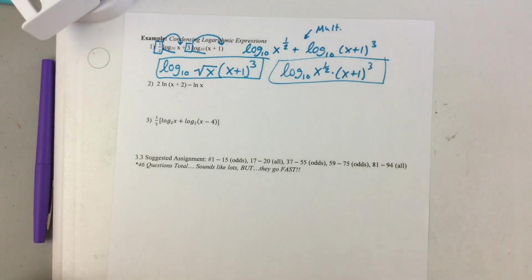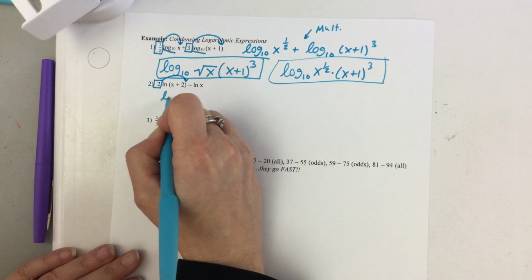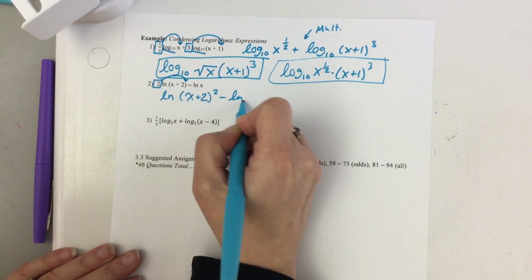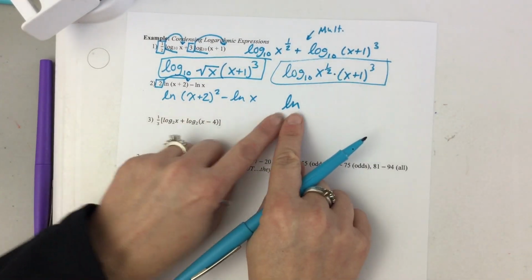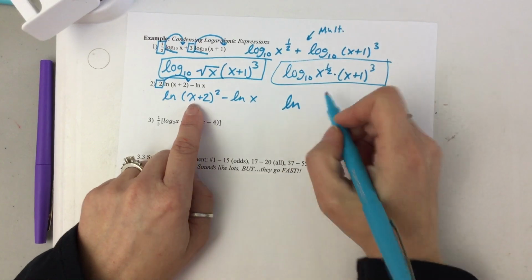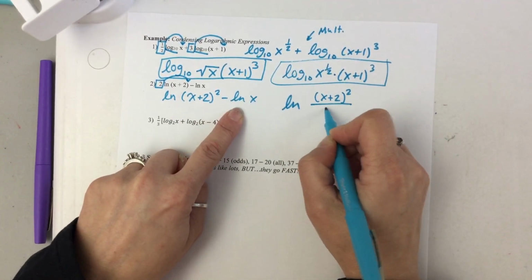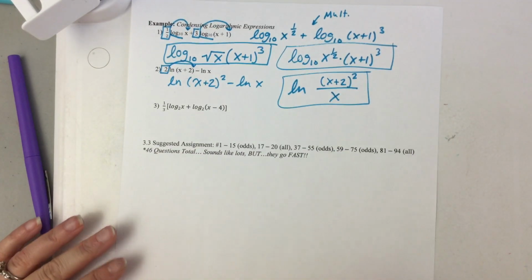Okay, now let's go ahead and look at a natural log. If you have a number up front, it's actually an exponent. So this is really natural log of x plus 2 to the power of 2 minus the natural log of x. Both of these are natural logs, so if I'm condensing, I get one natural log at the end. X plus 2 squared minus, so I'm dividing by x. Done. Just condensing.